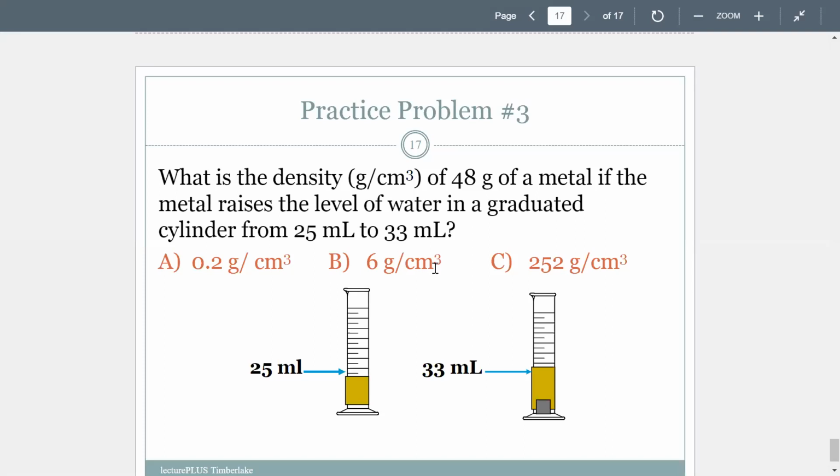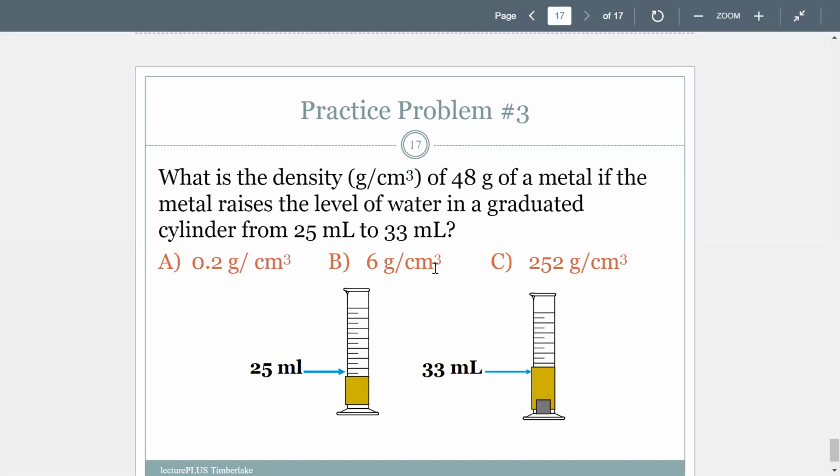So what's our mass? 48 grams. What's our volume? 8 milliliters. And what's the formula for density? Mass divided by volume. She's like, I know this. Come on, we got it.